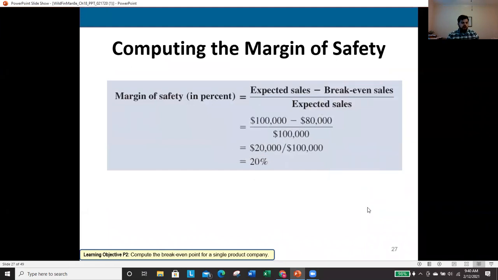Now, the next thing we want to look at is what is called margin of safety. We can calculate this in terms of percentages. This is expected sales minus break-even sales over expected sales. So in this case, 100 minus 80 over 100 is 20%. So what I'm seeing here is how much can my sales decline in terms of percentage before I start losing money. So we want this margin of safety to be incredibly large, because if I have a margin of safety of say 80%, I'm pretty safe.